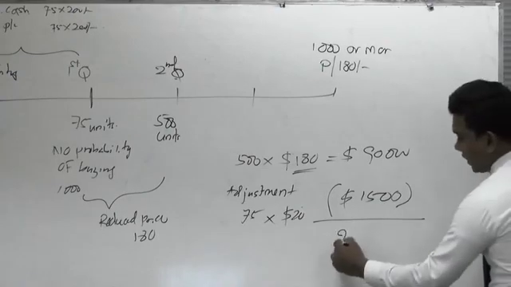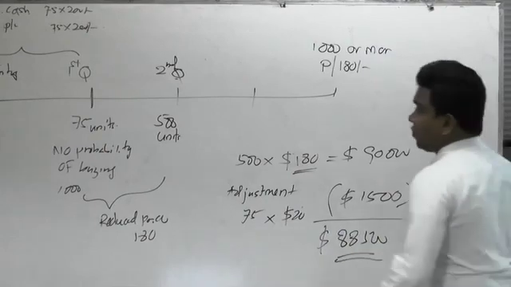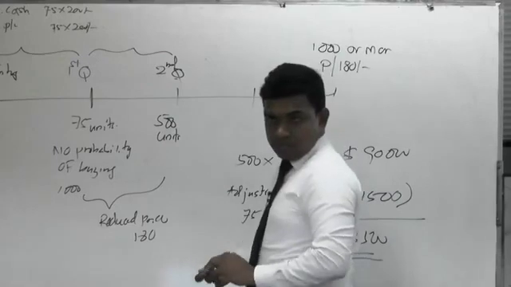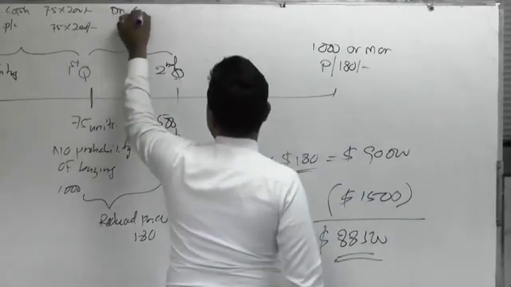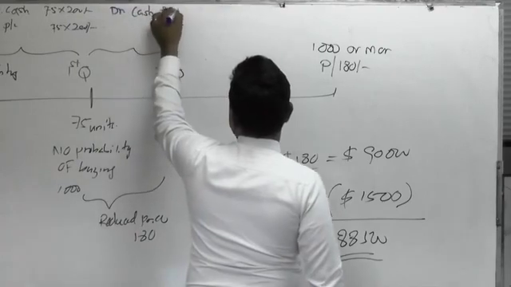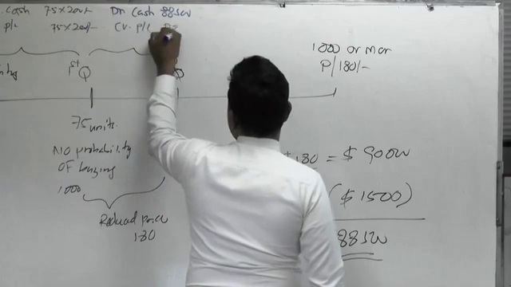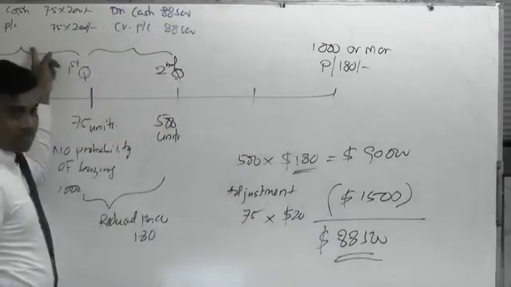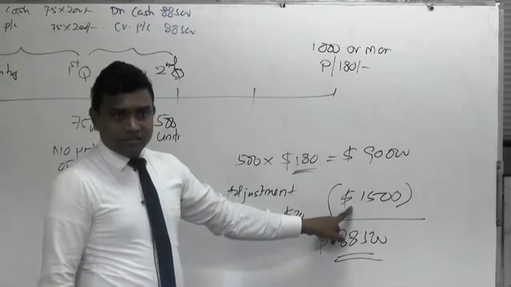Then you have $88,500. For this quarter, the double entry will be debit cash 88,500, credit P&L 88,500. The overcharge amount in the last quarter has been reduced from this quarter's price.